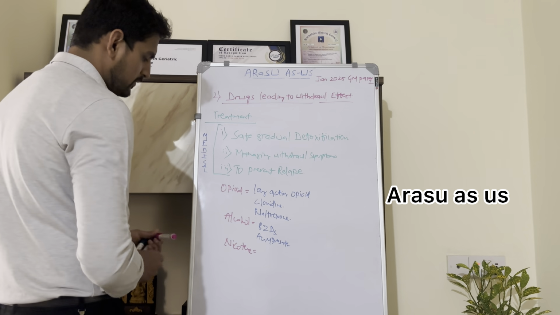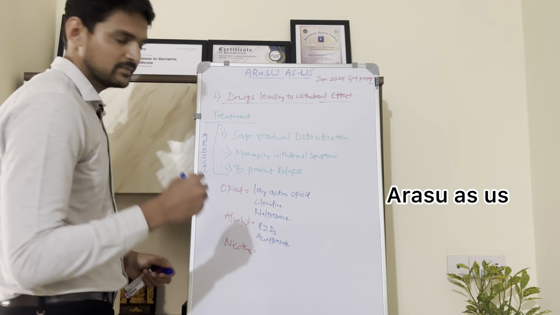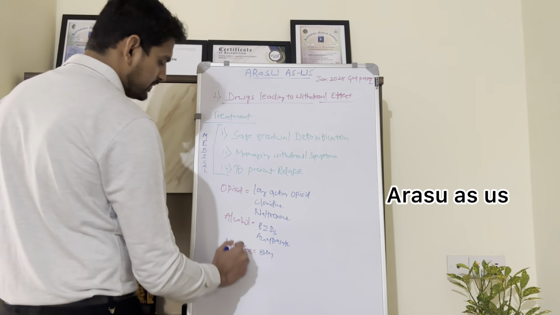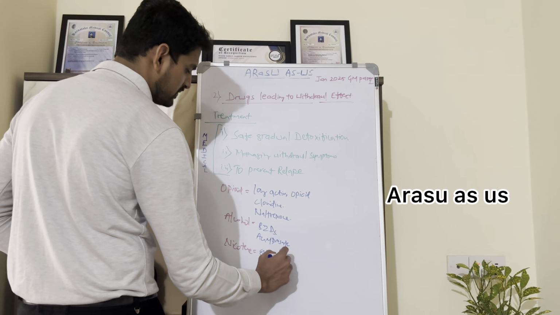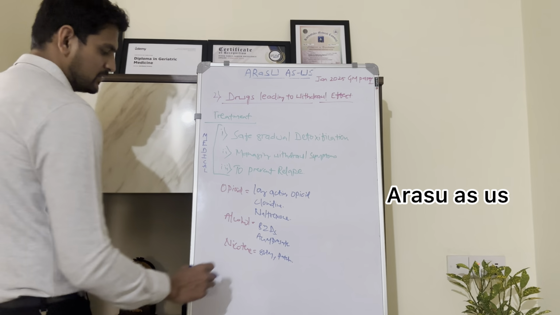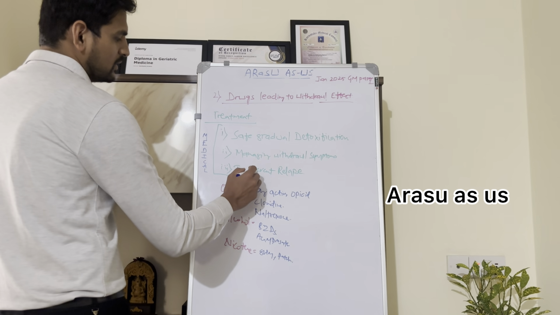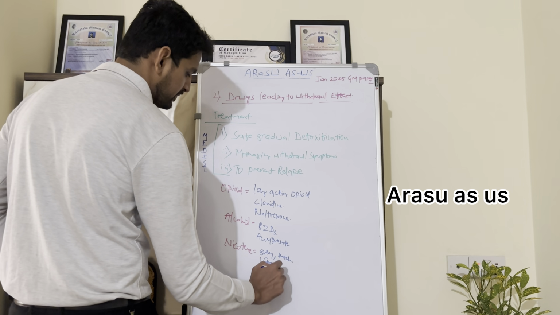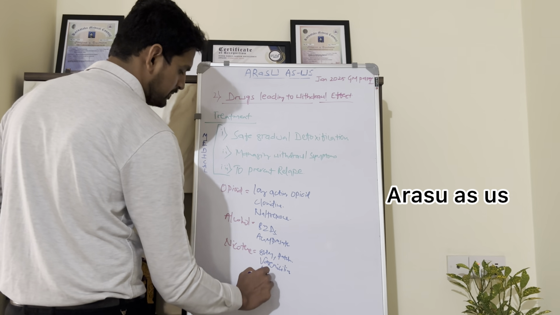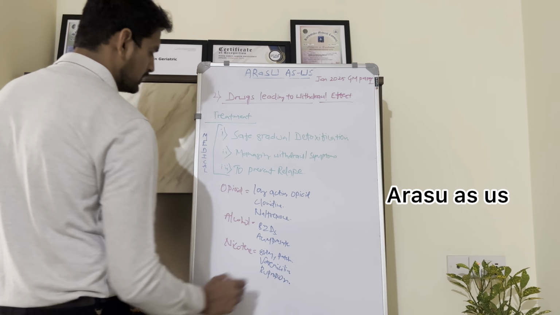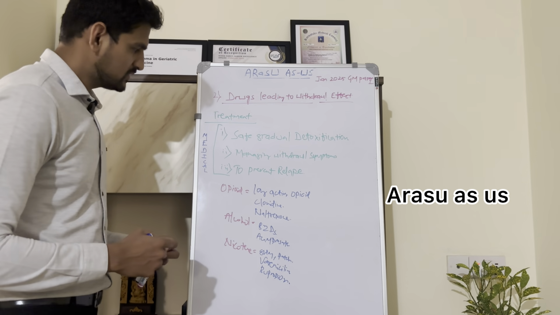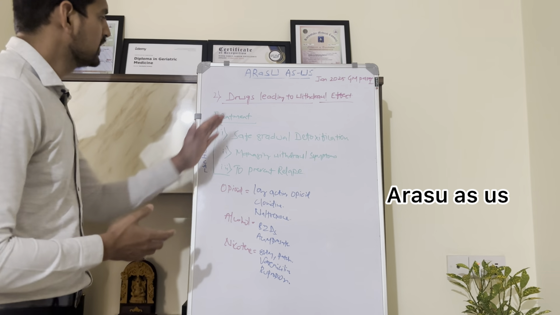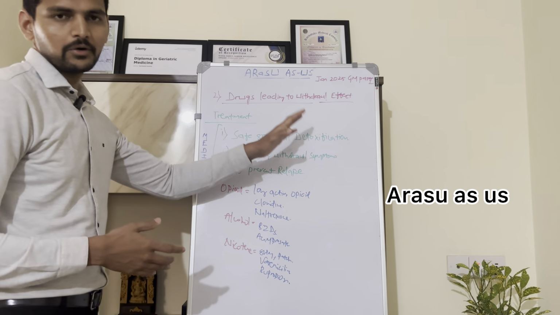Similarly, there are some medications for nicotine dependency. Here we will use gums, patches or lozenges, which will lead to gradual tapering of the nicotine. Then there are some medications to manage withdrawal symptoms as well as relapse, for example, varenicline and bupropion. This is a general overview about the second question, that is, drugs leading to withdrawal effect.